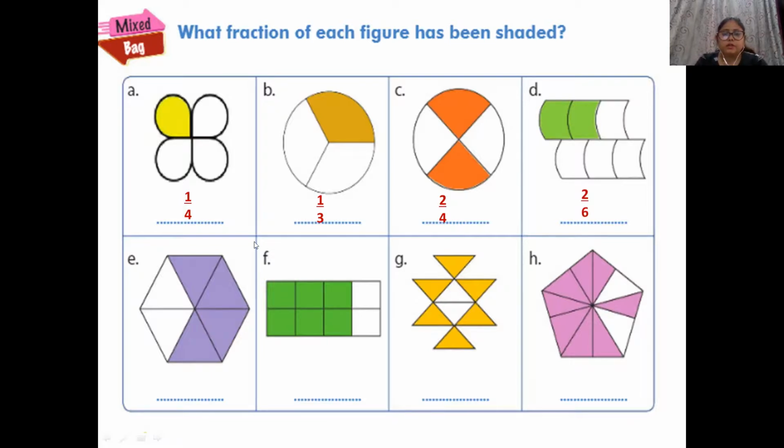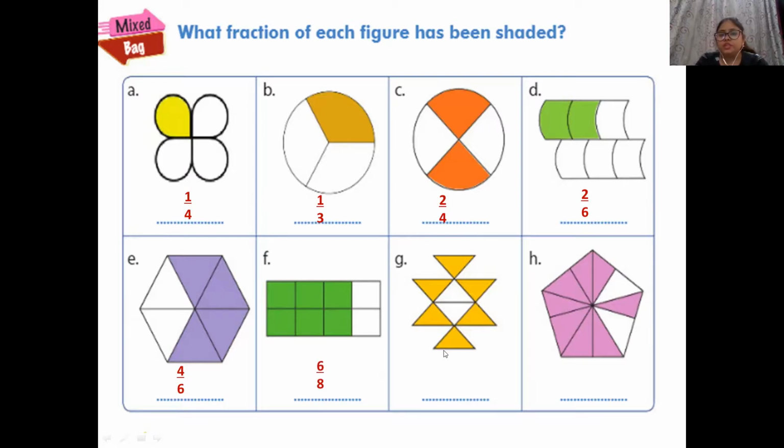Correct. Next one, E. How many total parts are there? Count 1, 2, 3, 4, 5, 6. How many parts are shaded? 1, 2, 3, 4. So what will be the fraction? 4 by 6. Correct. Now F. How many total parts are there? Count it fast. 1, 2, 3, 4, 5, 6, 7, 8. How many parts are shaded? 1, 2, 3, 4, 5, 6. So the fraction will be 6 by 8.